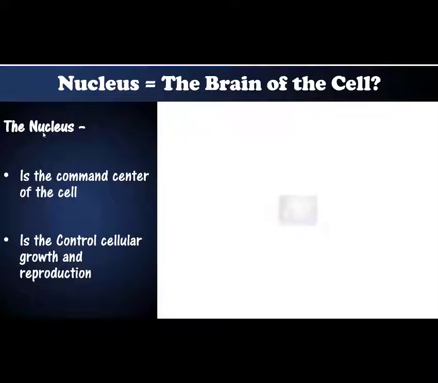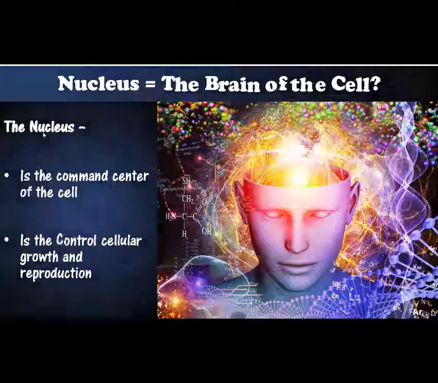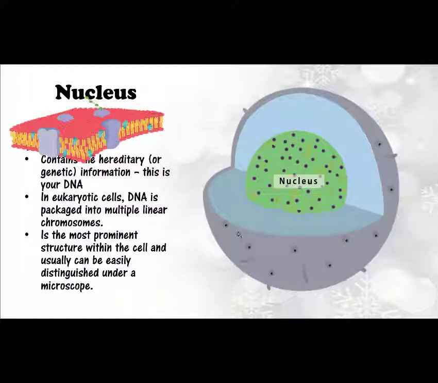The nucleus is often thought of as the brain of the cell. The nucleus is the command center of the cell. It controls cellular growth and cellular reproduction. The nucleus contains the hereditary or genetic information. This is your DNA. In eukaryotic cells, DNA is packaged into multiple linear chromosomes. The nucleus is the most prominent structure within the cell and usually can be easily distinguished using a microscope.